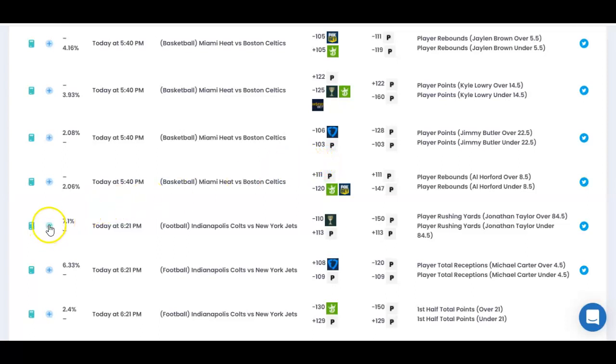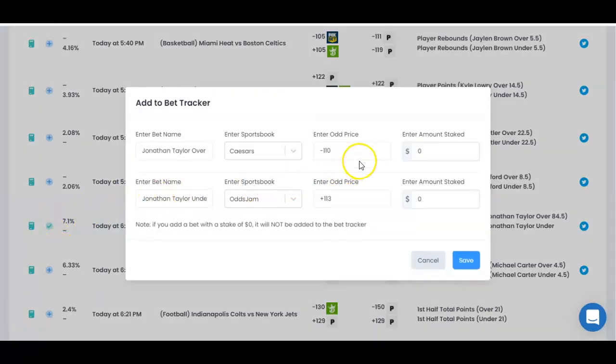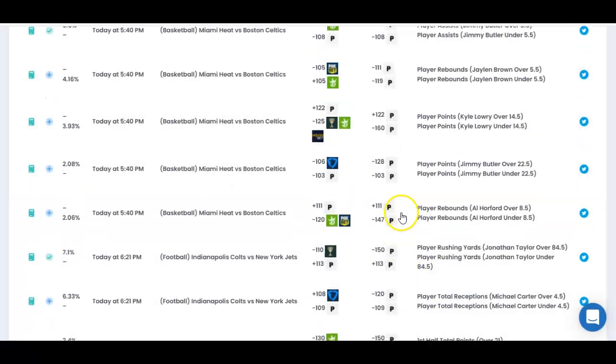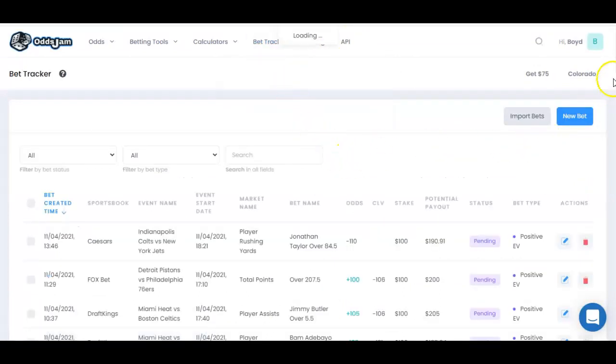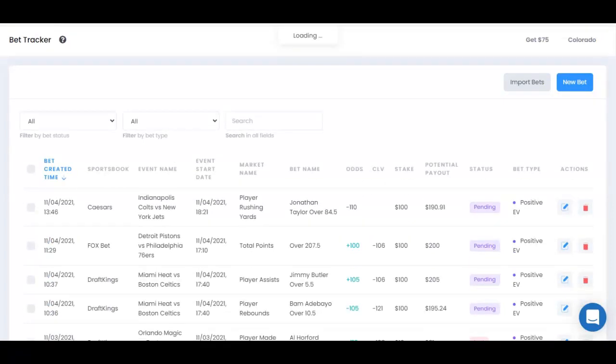So we went ahead and added that, and you can see here you put that on the bet tracker, which we already did. So I'll cancel that, and I'll show you where we did that. Up here at the bet tracker, we have today's games, and I'll pull those up for you. You can see here we have 4 games going today. We have Jonathan Taylor over 84.5. We have over 207.5 for the Pistons Detroit game. And again, these are the locations where we found these bets at Caesars, Fox Bet, and 2 at DraftKings. Also $100 with Jimmy Butler over 5.5 assists, and Bam with over 10.5 rebounds in the Heat Celtics game.